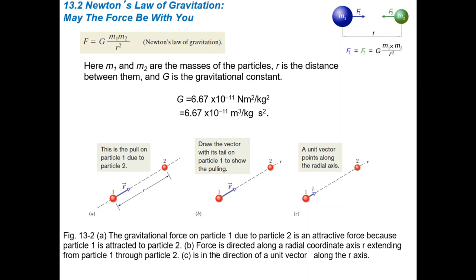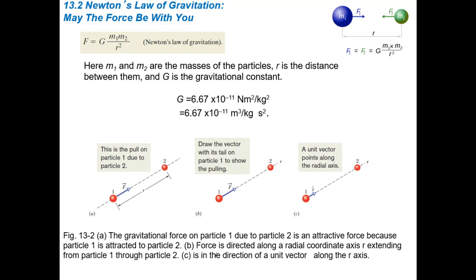In this case, m1 and m2 are the masses of the particles, and r is the distance between them, and G is the gravitational constant, as I said. What is the value of G? G with a capital G. Don't forget, we have another g for gravity, which is 9.8. This is the constant of it.